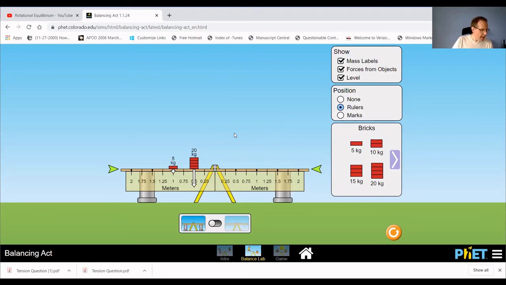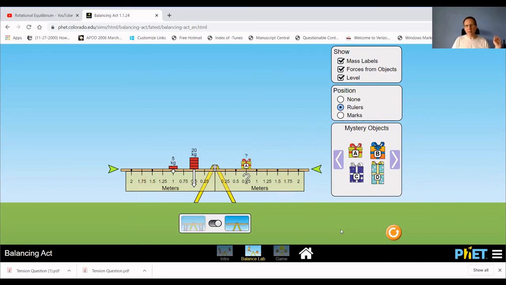And on the right-hand side, we're going to place the unknown package. So if you click over those other objects, you can put people on there if you want. But we're going to use this unknown package A, and we're going to place it at 0.75 meters on the right-hand side. And notice if I click on this, it balances, right?